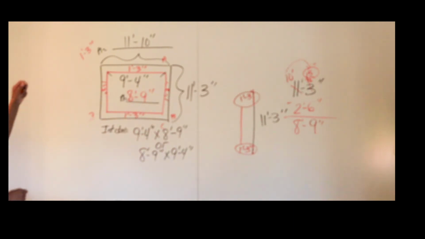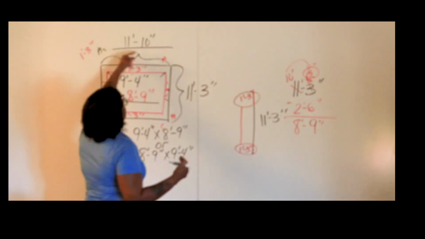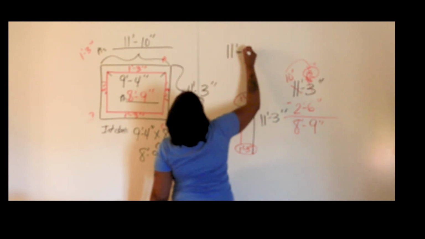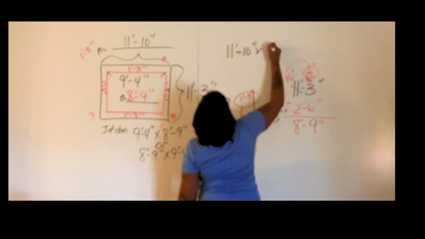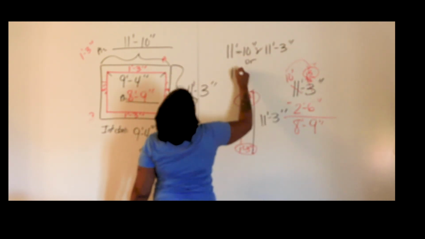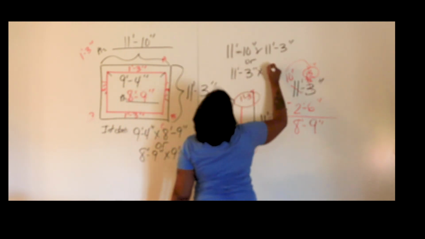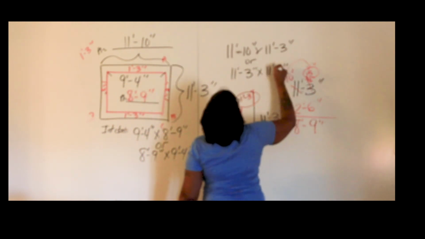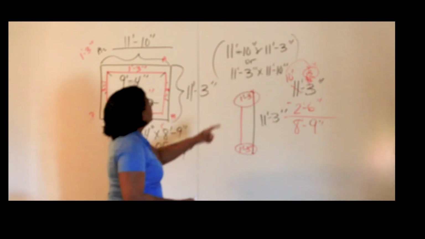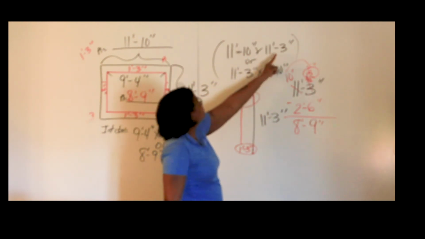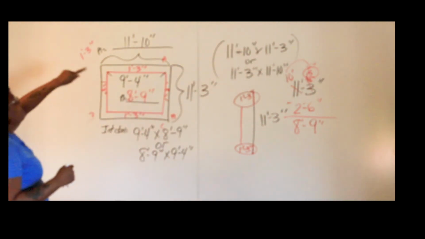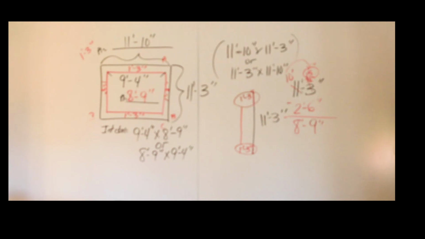If I wanted to do the exterior dimensions, take the two adjacent walls. We've got 11 feet 10 inches by 11 feet 3 inches, or 11 feet 3 inches by 11 feet 10 inches. Again, dimensions: two walls are 11 feet 10, two walls are 11 feet 3. Turn it into a plus sign: 11 feet 10 inches plus 11 feet 3. Add it together, double it up. That'll give you the exterior perimeter.